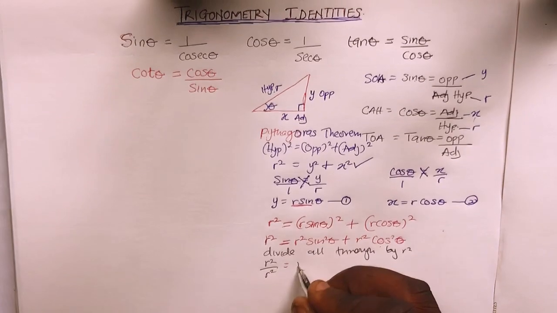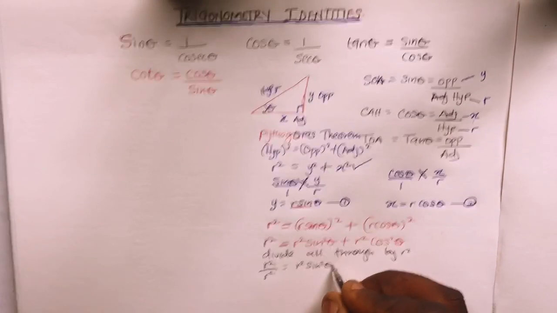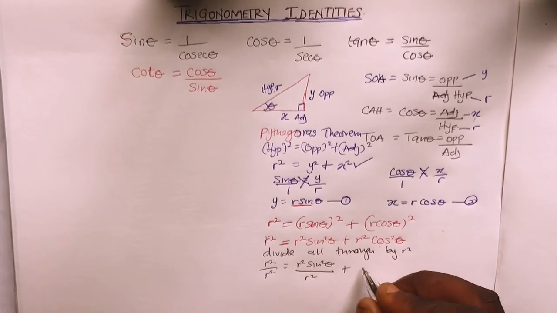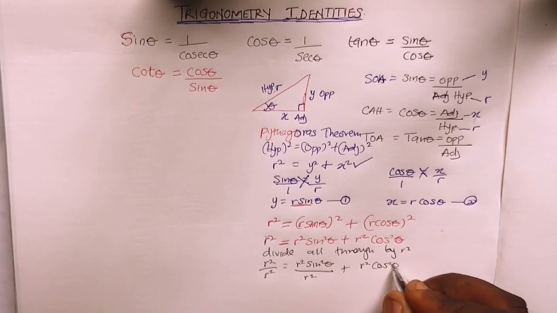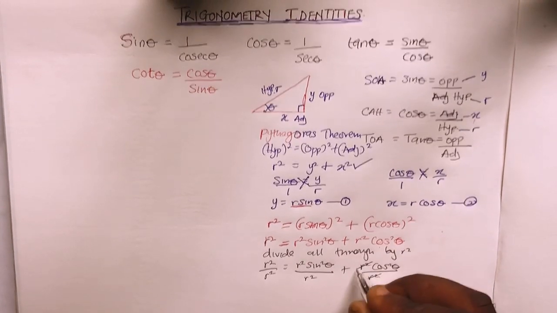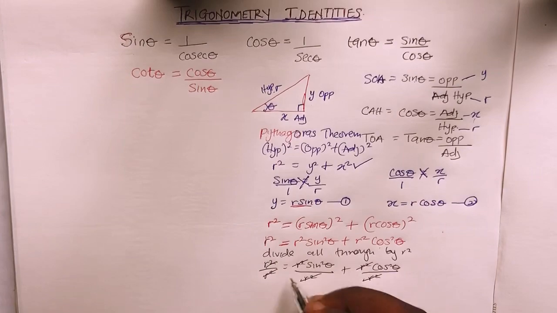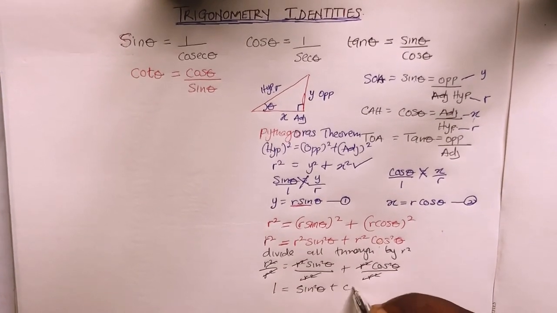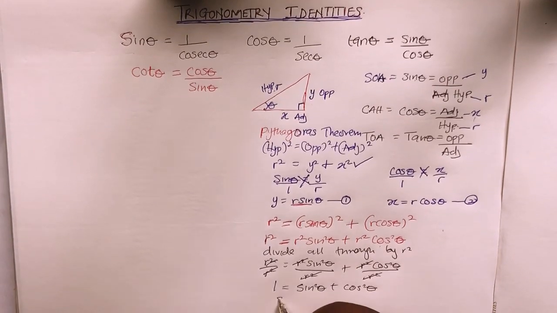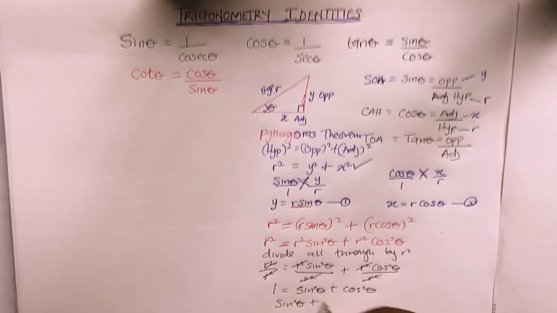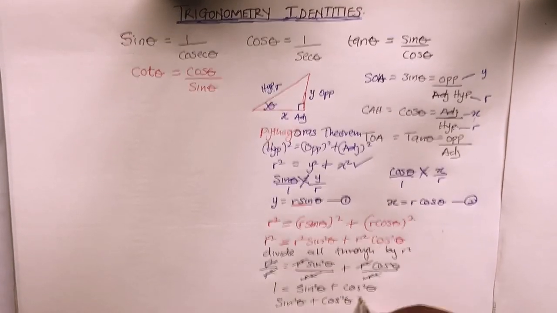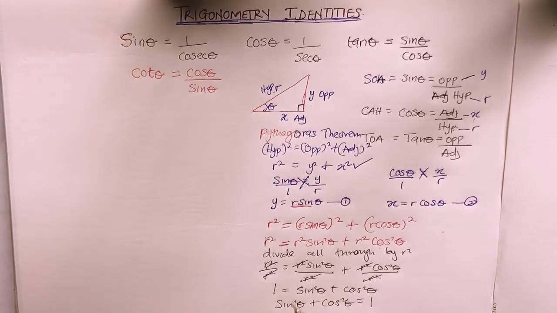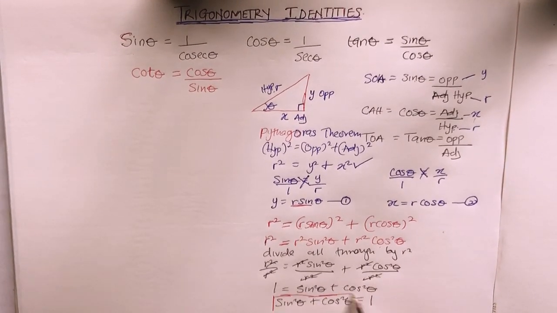If you divide all through by r square, you are going to have r square divided by r square equals r square sine square theta divided by r square, plus r square cos square theta divided by r square. This cancels this, this cancels this, this cancels this. Therefore, you are having 1 equals to sine square theta plus cos square theta, which is also the same as sine square theta plus cos square theta equals to 1. So this is the first identity, the first relationship identity that we have.